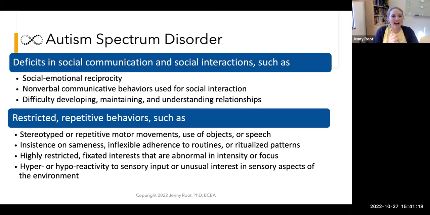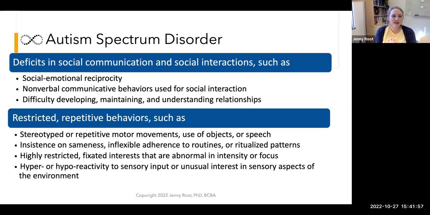Individuals might have highly restricted or fixated interests that are abnormal in intensity or focus. I always say I love doing professional development because it means I get to talk about my perseverative interest topics, right? I have a captive audience. But individuals with autism might not be able to realize, if it's not in this lecture style setting, when the people they're talking to aren't interested in that intensity or focus. So that then impacts their social communication, social interactions.